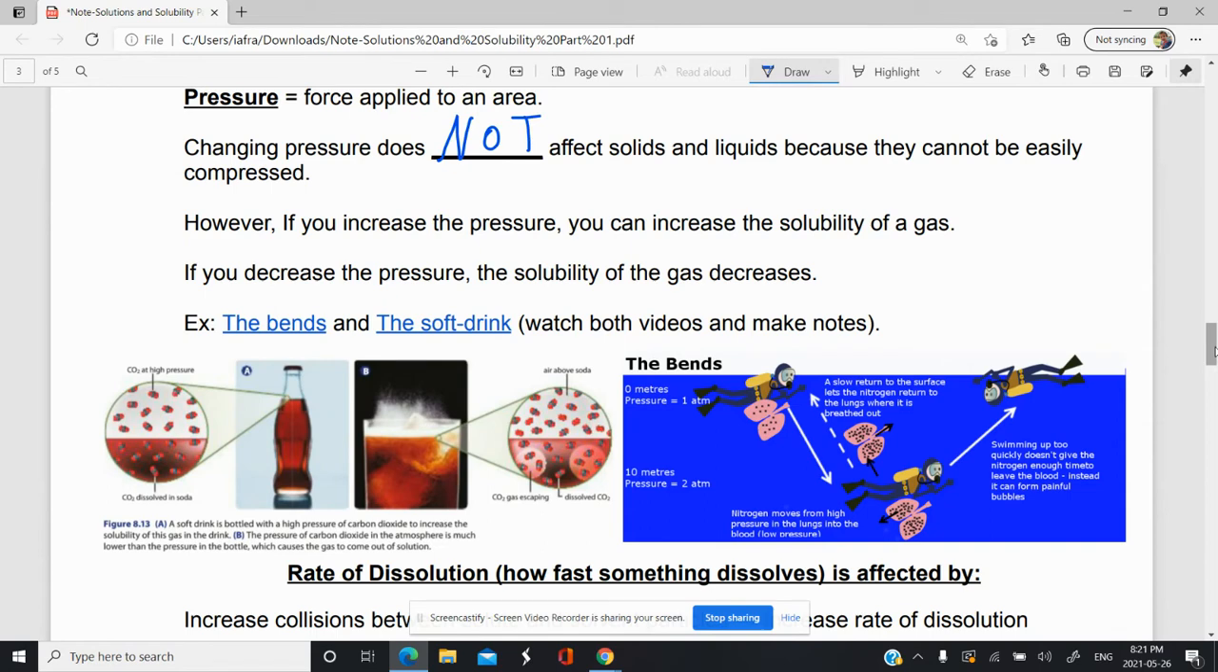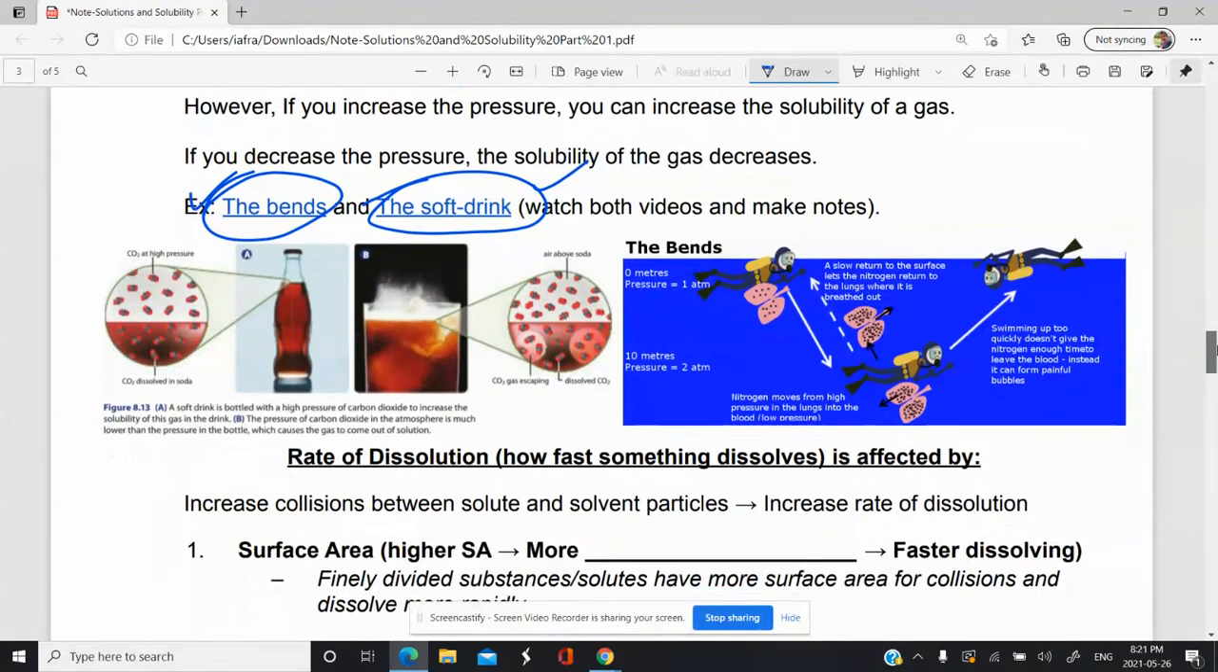And so we saw two great applications. We saw the bends and we saw the soft drink application. Watch both videos and make some notes on them to make sure you can explain how solubility of gases applies to those applications.